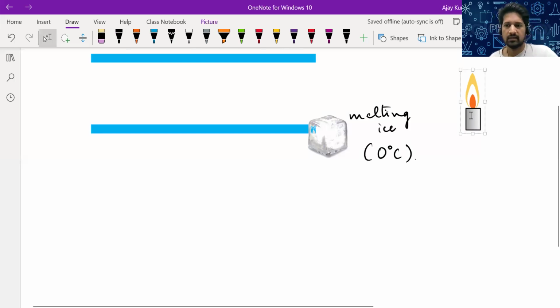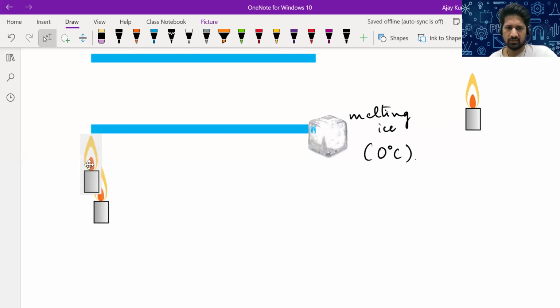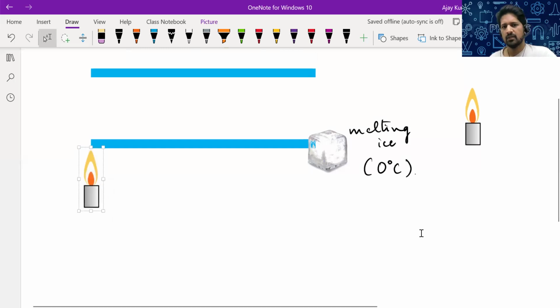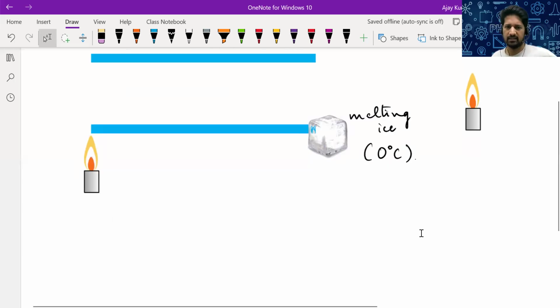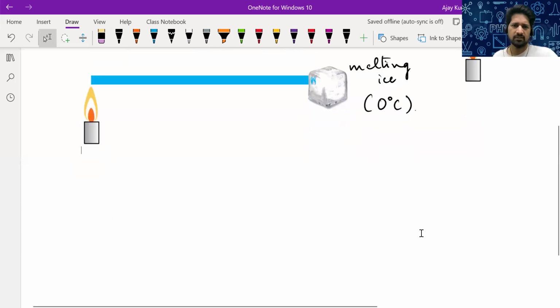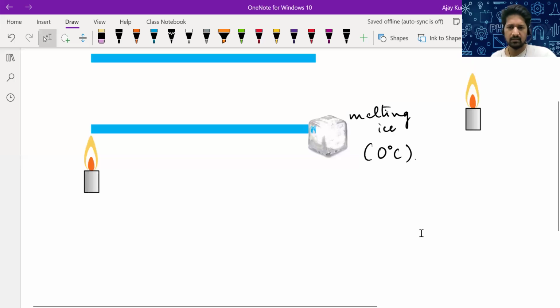At the other end, let's say you are heating it. So you just started this process. At the beginning, when you just put melting ice on one side and start heating on the other side, the temperature will still be uniform. We just started trying to change the temperature. As of now, the temperature is the same everywhere.